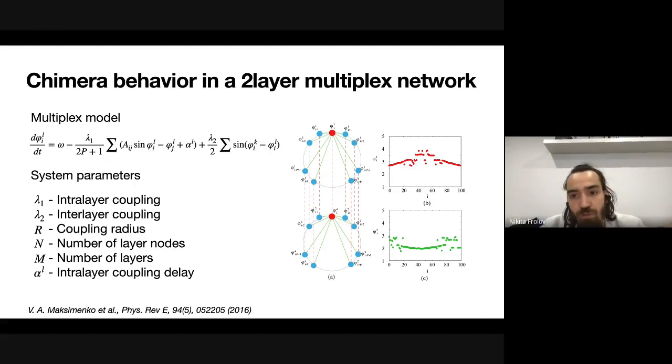R is a coupling radius governing the non-local coupling. N is the number of layer nodes. M is the number of layers, which is fixed to 2 in this model. And alpha L is the coupling delay within each layer. Also, the snapshots of layer dynamics are presented here. We can introduce the parameters so that each layer could demonstrate the chimera pattern.